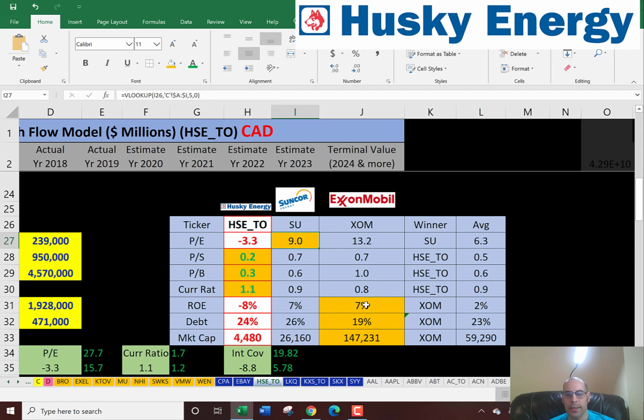ROE, Exxon has the best ROE, but they're all pretty weak in ROE. Debt, they're all good in debt. Exxon has the least debt. And of course, Exxon is the biggest of the three.